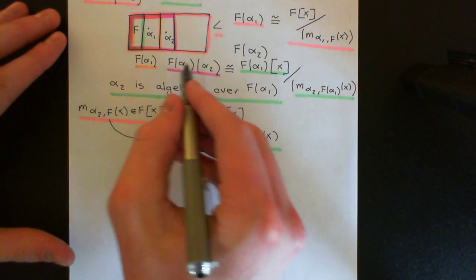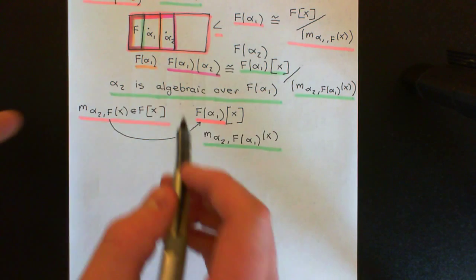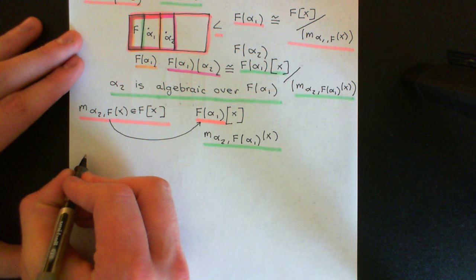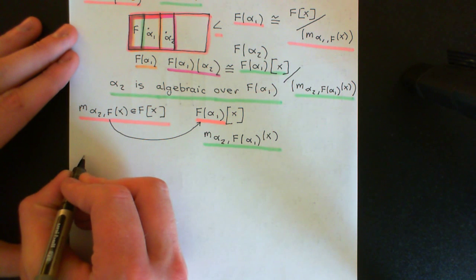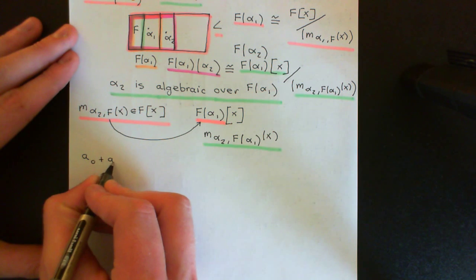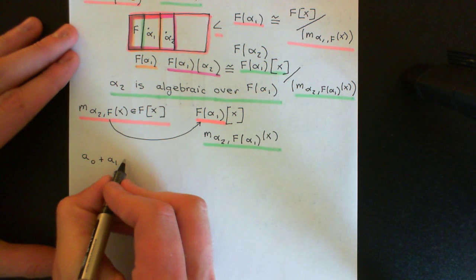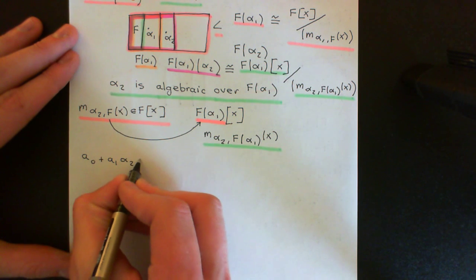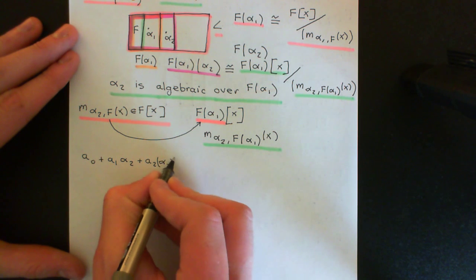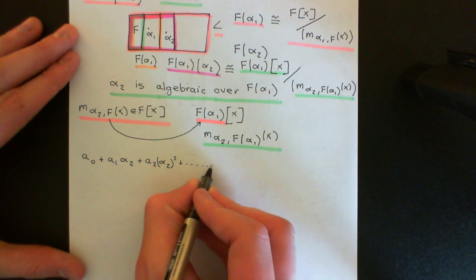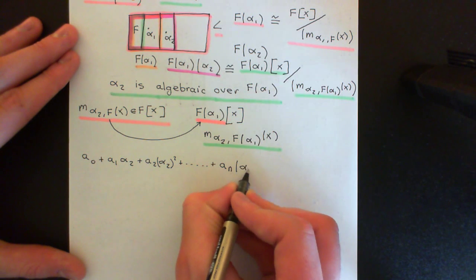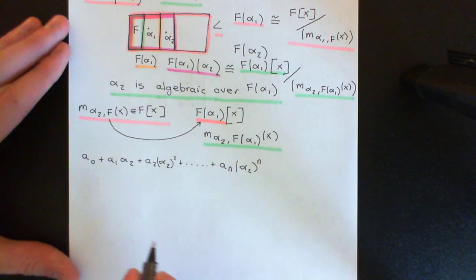So that means that anything in here is going to be of the form a polynomial of alpha 2. Okay, so how shall I write this? I'll put this here. What should I use for the coefficients? I'll use a. So we'll have a0 plus a1 alpha 2 plus a2 alpha 2 squared plus, and then we might go all the way up to something, and we'll have an alpha 2 to the power of n here.